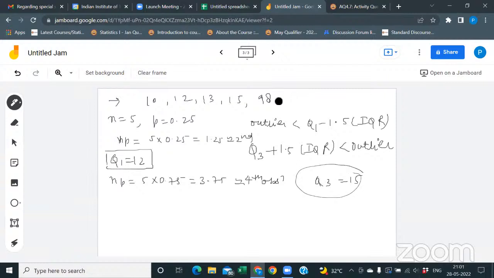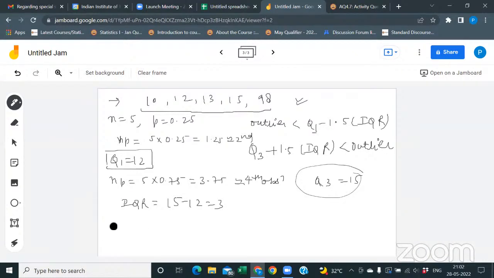First thing you have to remember: this data I have written is already in ascending order. The first condition is you have to arrange the data in ascending order. After that, you calculate Q1, Q2, and Q3, and so on. Now your IQR will be 15 minus 12, that means 3.